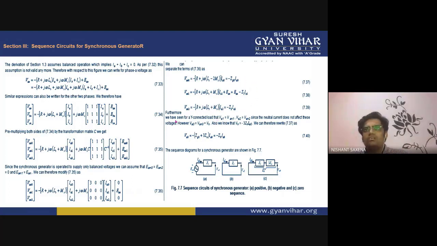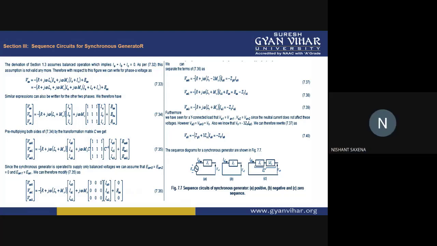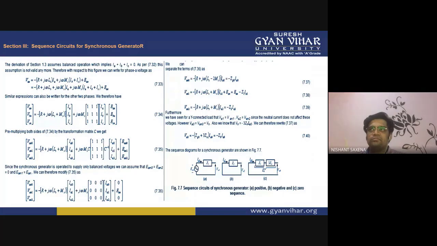Furthermore, for a star connected load, VA1 is equal to VAN1 and VA2 is equal to VAN2, since the neutral current does not affect these voltages. And VA0 will be equal to minus Z0 plus 3ZN into IA0, which is equal to Z0 into IA0, when the neutral voltage has been given there.